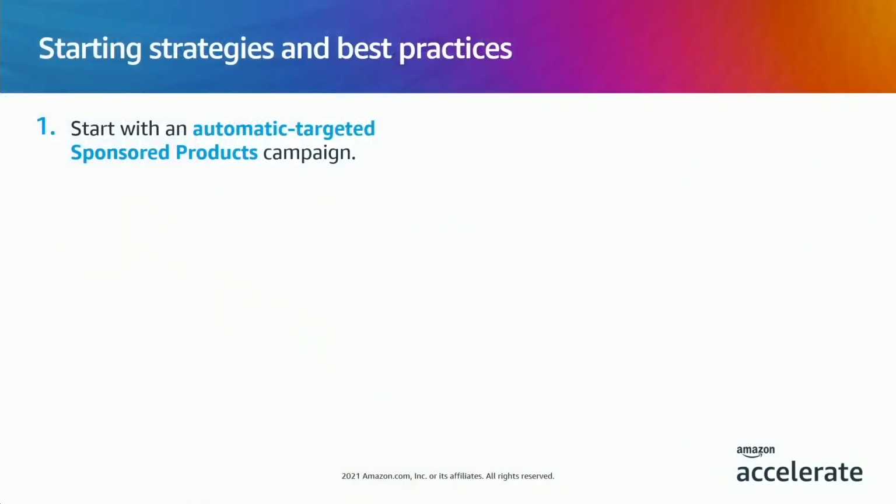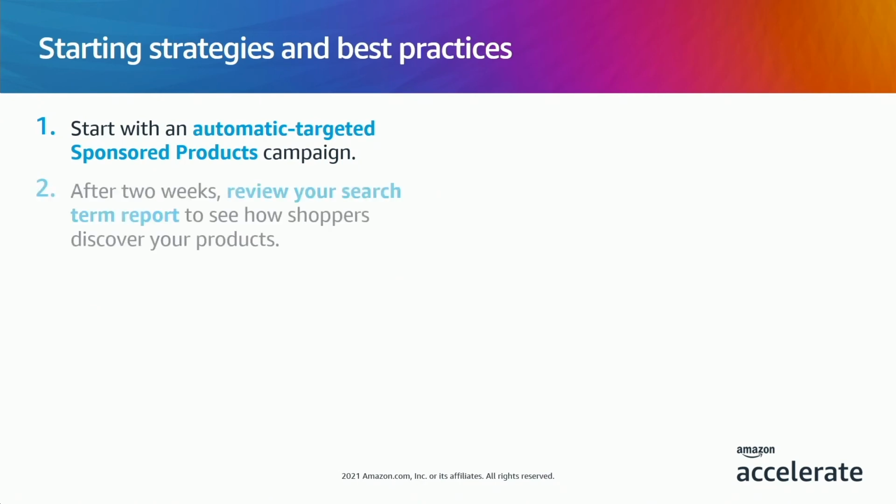To wrap up today's session, and to help you take that next step to expand advertising in more countries, let's review the strategies and best practices outlined today. You can get started quickly and easily by creating a sponsored products campaign that uses automatic targeting. Amazon does the work of matching your ad to keywords and products that are similar to yours. And beyond that, it's a great way to discover how shoppers find and buy your products in other countries.